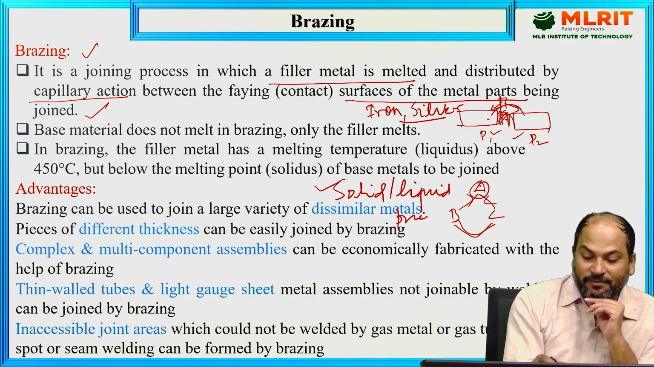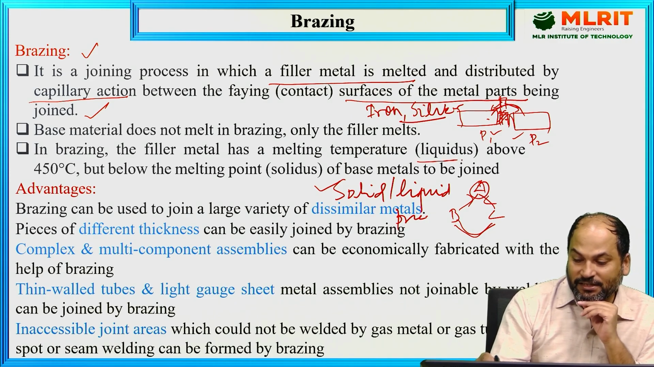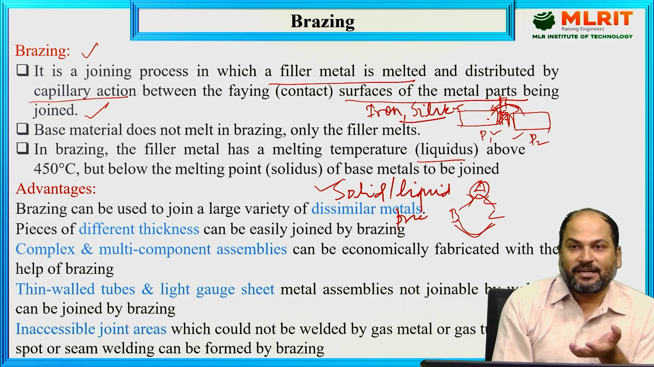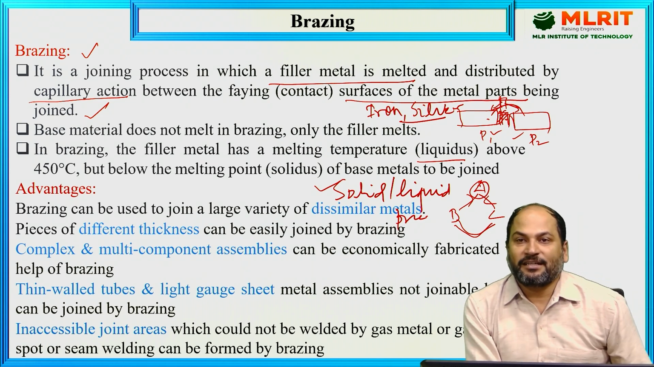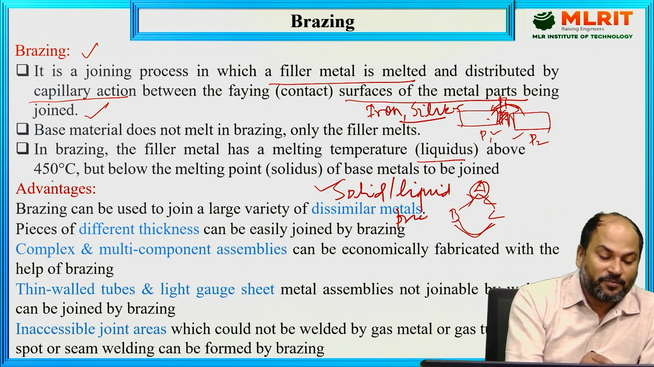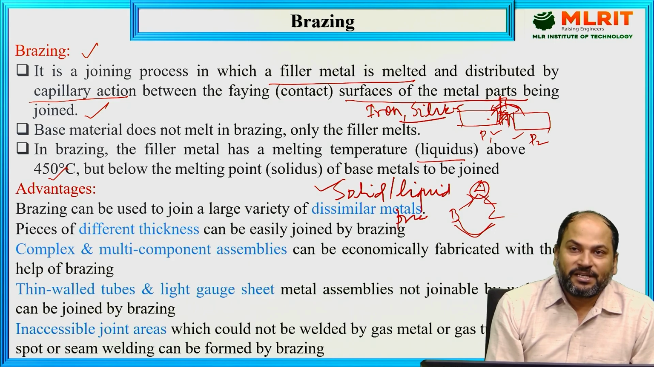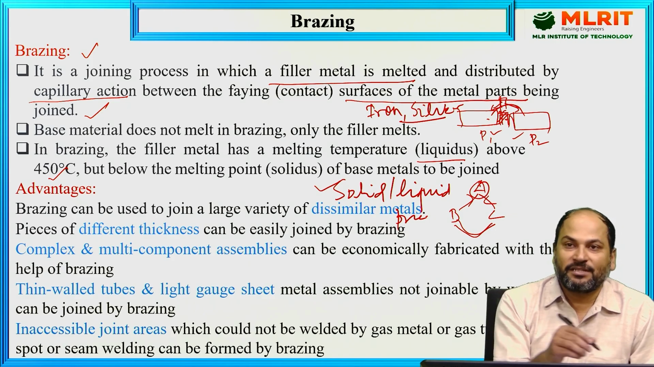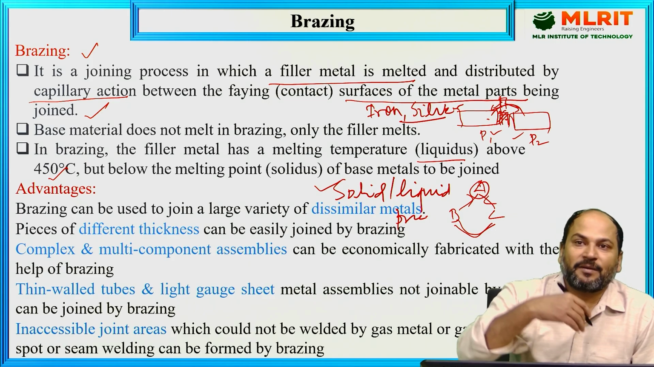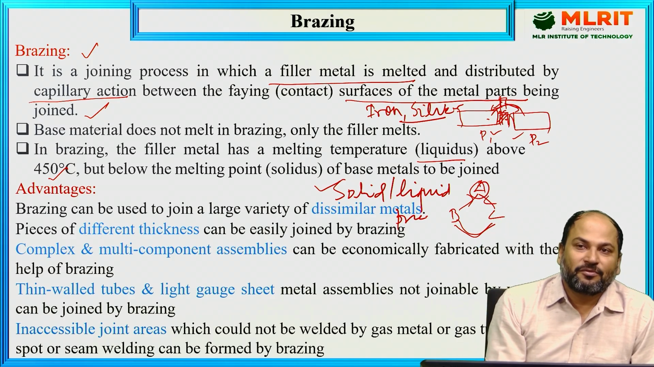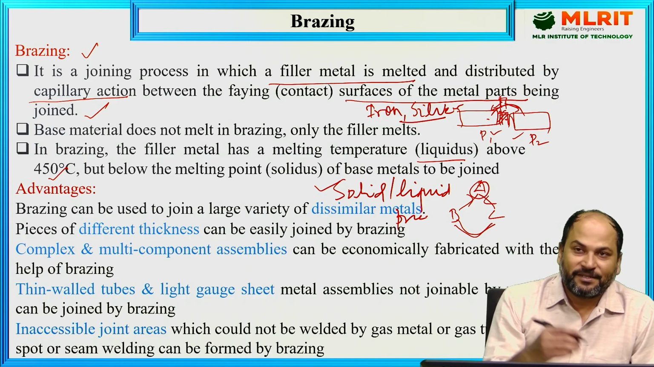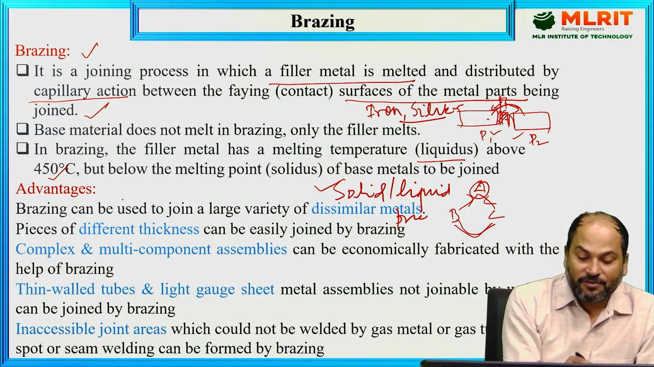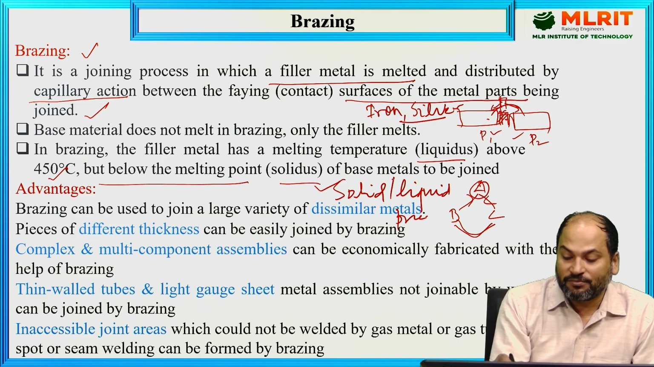In brazing, the filler metal has a melting temperature, that is liquidus, above 450 degrees centigrade. As I told, we are using copper as a filler, and we know the melting temperature of copper is approximately 1083 degrees centigrade. So obviously its temperature will be more than 450 degrees centigrade. That is one of the ways of differentiation between these two processes. If the melting temperature of the filler metal is more than 450 degrees centigrade, then it is known as brazing. And if it is less than this, it is known as soldering. But it is below the melting point, that is solidus, of the base metal to be joined.